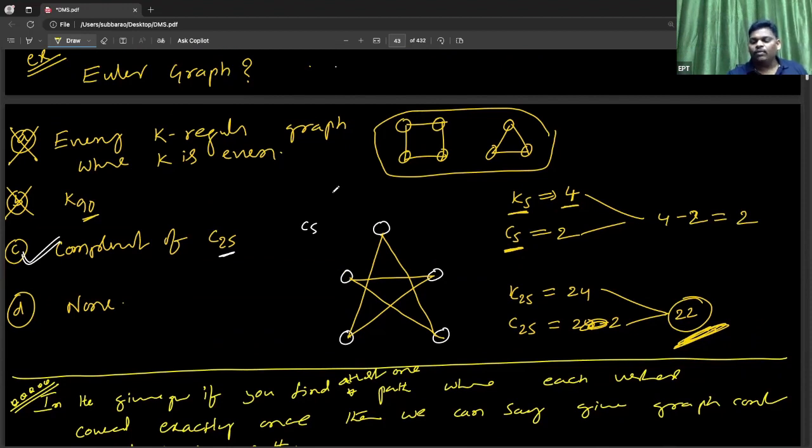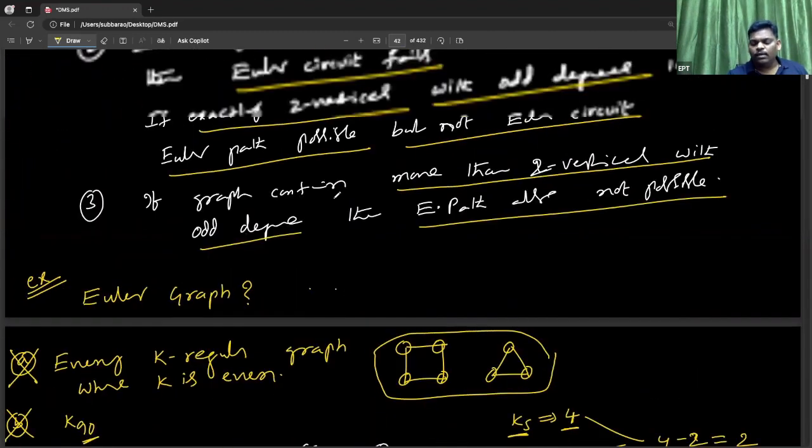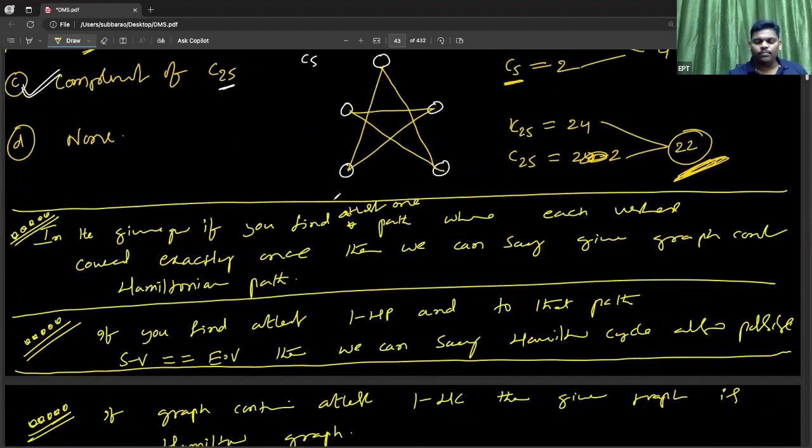What is Hamiltonian? What is this? Why did it come? And all the things they will say. Just, it's very simple. How to verify whether a given graph is an Euler graph or not? How to verify whether it is a Hamiltonian graph or not?